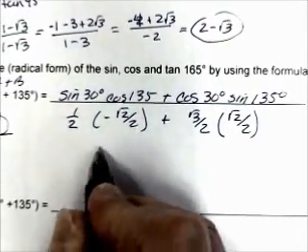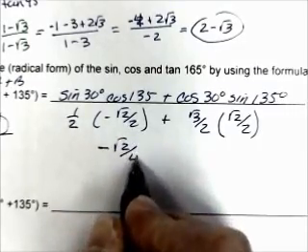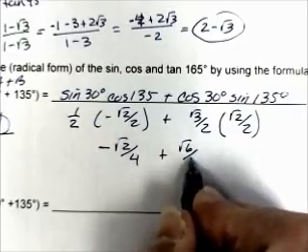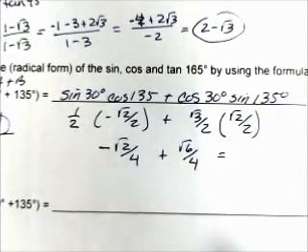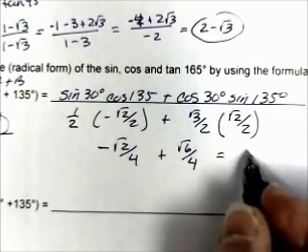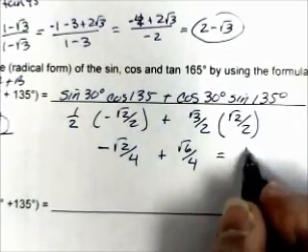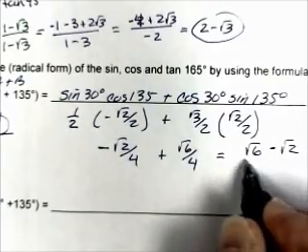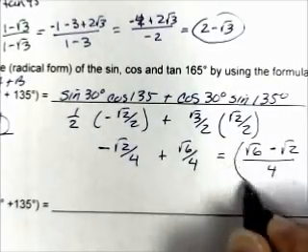Multiplying, those would be negative square root of 2 over 4 plus square root of 6 over 4, which would equal negative square root of 2 plus the square root of 6. I'm just going to write the square root of 6 first. So square root of 6 minus the square root of 2 all over 4.